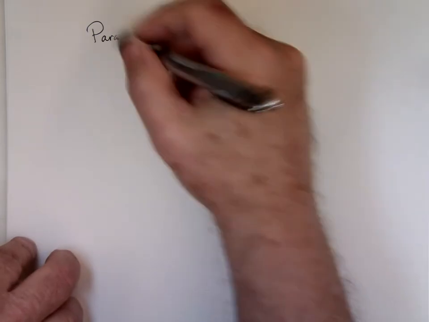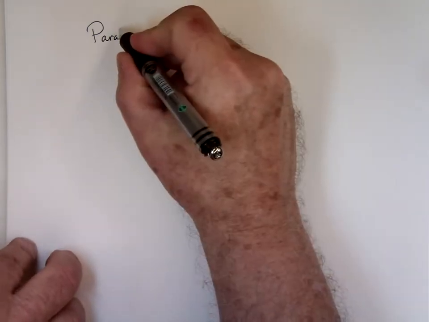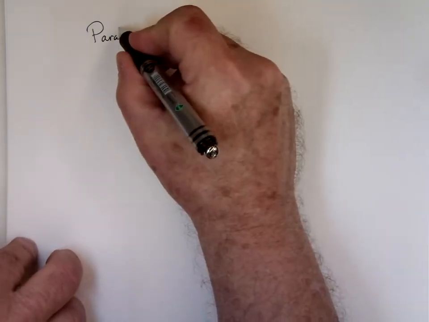Okay, let's take a look at what we did with a parabola last time. We defined the parabola. We derived this equation for a parabola.